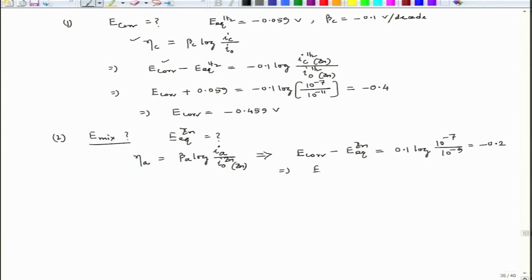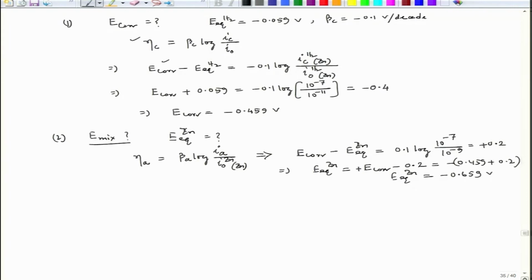So, then E equilibrium zinc equals E corr minus 0.2, minus, okay. So, this should be like this. Sorry, this should be plus. So, this becomes 0.459 plus 0.2, equal to 0.659 volt.